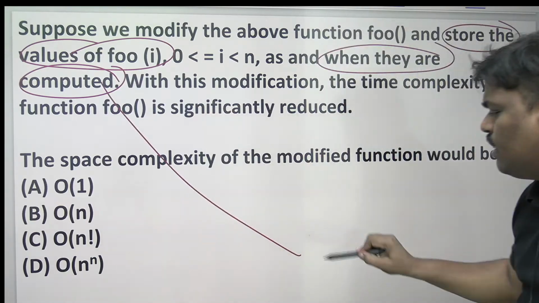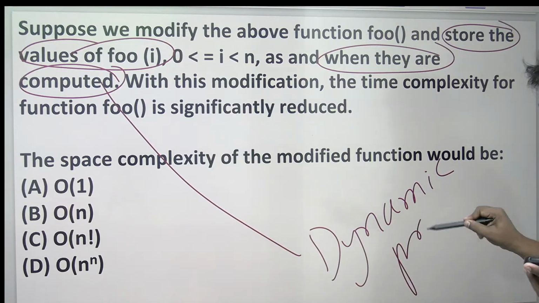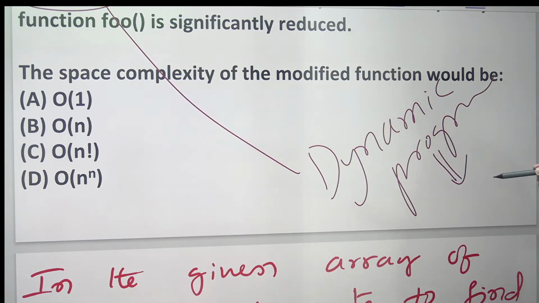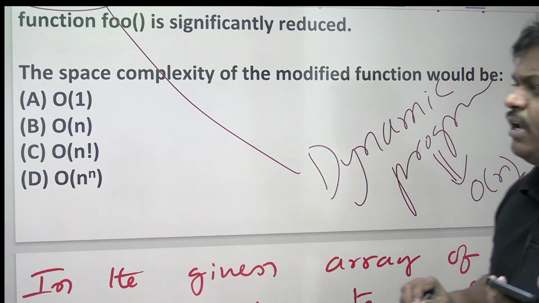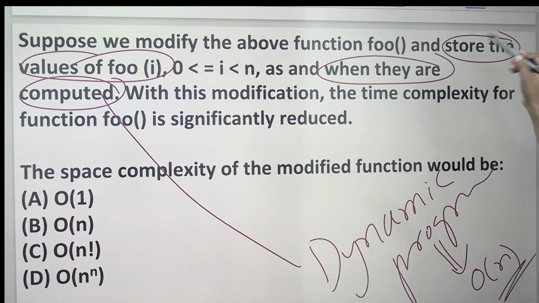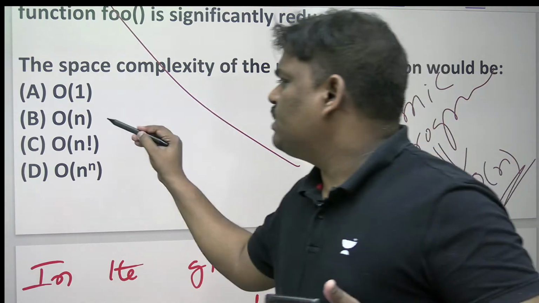This is called dynamic programming. So if you use dynamic programming, what is the space complexity of the modified function? It will take n. If I want to explain this, a big story is required. It is not possible now. So I underline the major lines also. Storing the values after computing is known as dynamic programming. If you use dynamic programming, it will take n space only. So the answer is n.